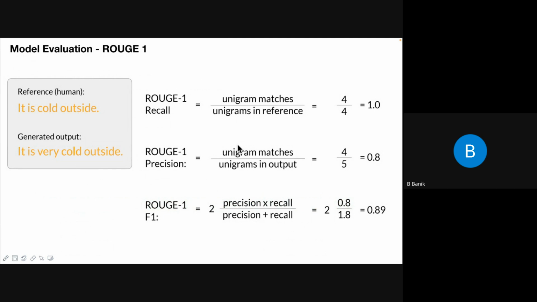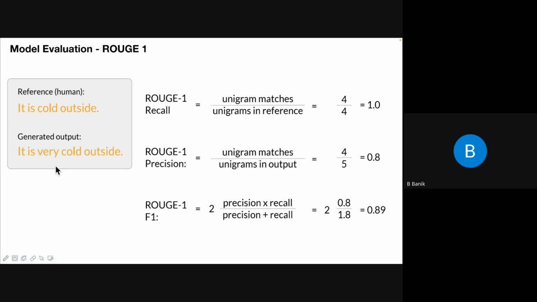So if you see that there is a recall, precision, and F1 score, this is how you have this score. We calculated it with the reference "It is cold outside" and the generated output, which is putting an extra word here: "It is very cold outside."